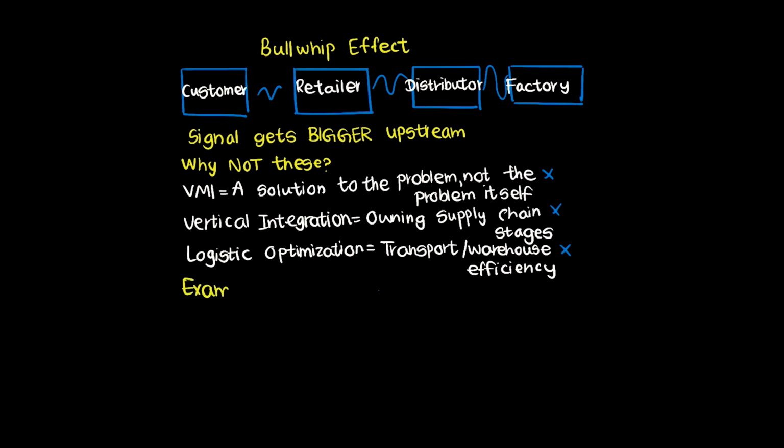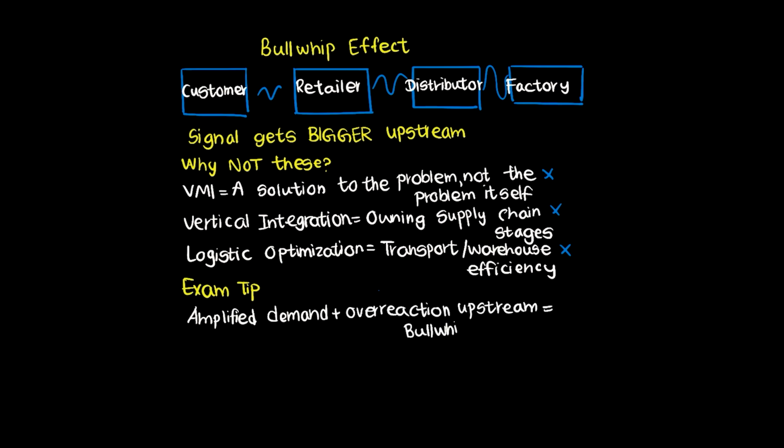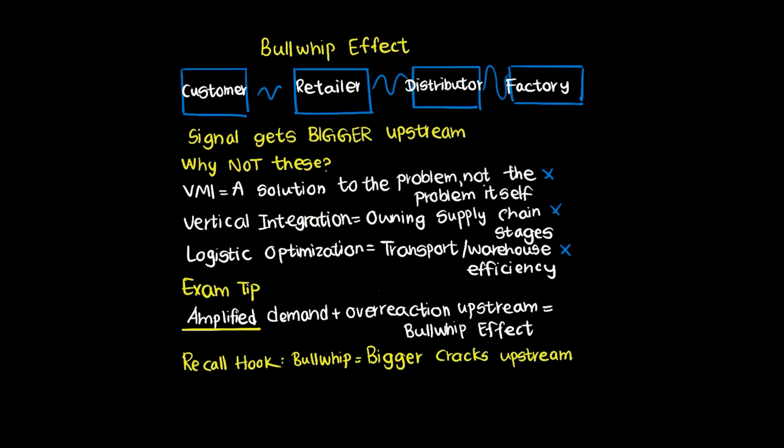Here's a WGU C215 OA exam tip for you. When the question describes demand fluctuations getting larger at each upstream stage, or overreaction cascading through the supply chain, that is the bullwhip effect. Quick recall hook. Bullwhip equals the big whip, cracks louder upstream.